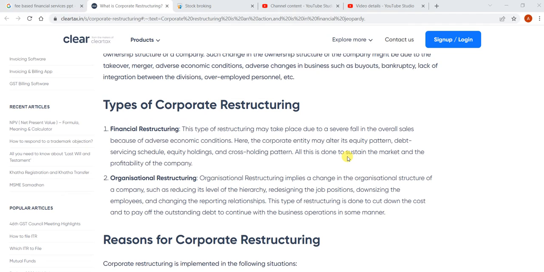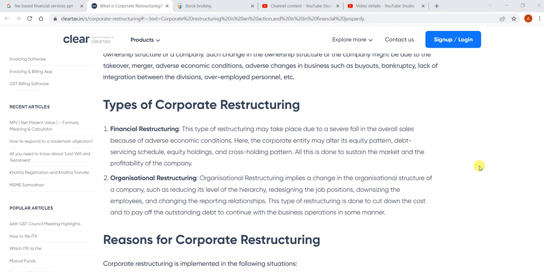We have two types of corporate restructuring. One is financial restructuring and the second one is organizational restructuring. Financial restructuring. This type of restructuring may take place due to a severe fall in the overall sales because of adverse economic conditions. Here, the corporate entity may alter its equity pattern, debt servicing schedule, equity holdings, and cross-holding patterns. All this is done to sustain the market and the profitability of the company.